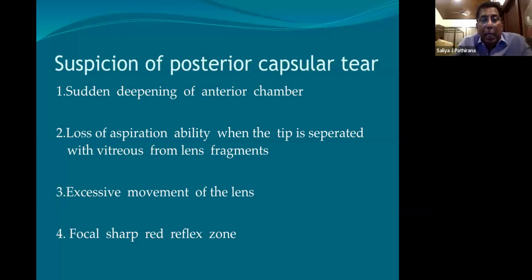Number three, you might find that the lens is moving in the anterior chamber very fast. There is excessive movement. Rather than getting sucked into the tip, it gets propelled. So there is vitreous in the AC. Number four, another very important thing is you will suddenly see a sharp red reflex.